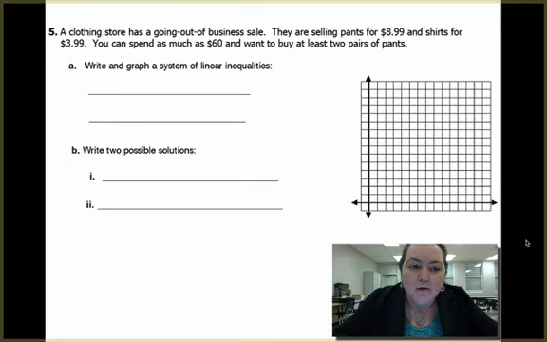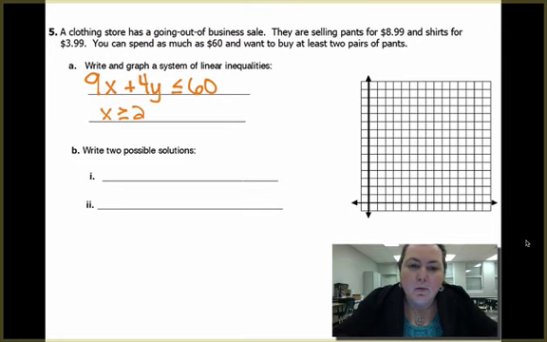Alright, number 5. A clothing store has a going out of business sale. They are selling pants for $8.99 and shirts for $3.99. You can spend as much as $60 and want to buy at least 2 pairs of pants. Okay, so I'm just going to say $9 and $4 to make it a little easier. So $9 for pants, we'll call those X, and $4 for shirts, we'll call those Y. And we want to spend as much as 60. So we can spend less, but 60 is the most. So it can equal 60 or be less.